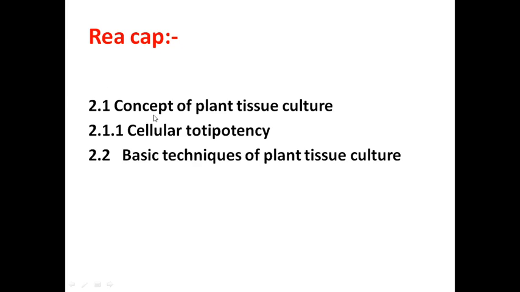So recap. Students, in the previous lecture we already saw the concept of plant tissue culture. Plant tissue culture is nothing but the inoculation of plant material under aseptic conditions, or in vitro growth of plants. Cellular totipotency means the ability of the plant cell to produce all kinds of cells, and from that single cell develop the complete organism. Then the basic technique of plant tissue culture is required. This point we will focus on in today's lecture.